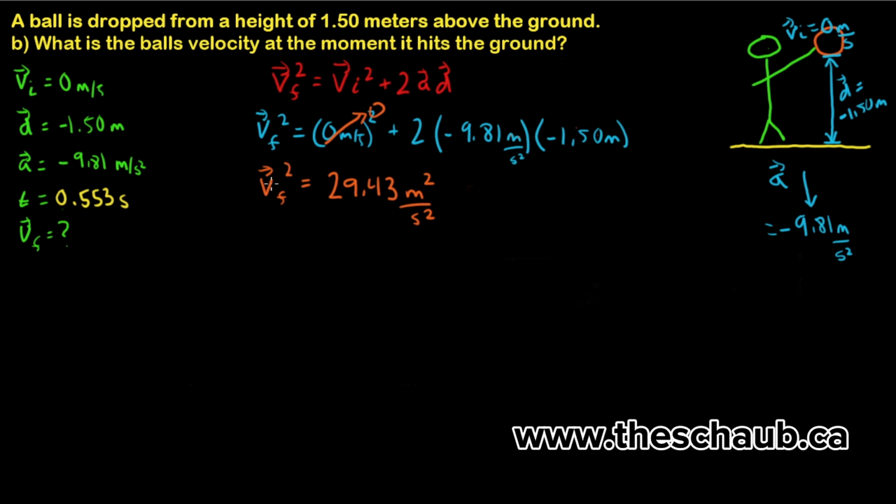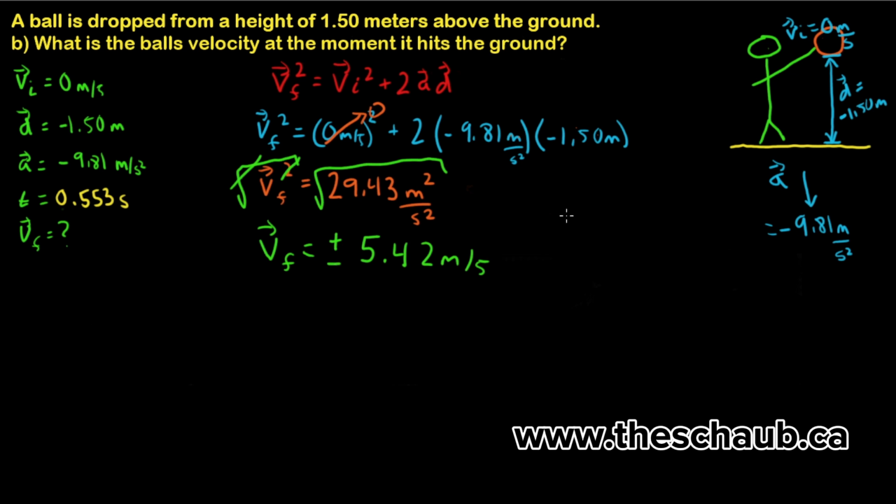And now, since our velocity final is squared, we have to take the square root of both sides. So our square root and our squared disappear, leaving us with what we're looking for, our velocity final. And this is equal to the square root of 29.43, which is equal to positive or negative 5.42 meters per second. Why is this positive or negative? Well, remember, when we're taking the square root, you can get both a positive and a negative answer.